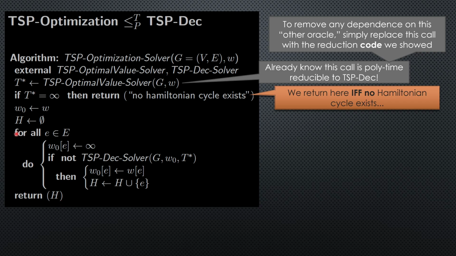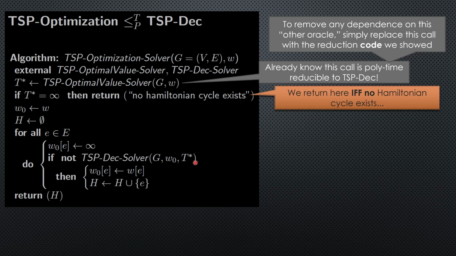Okay, so how does this work? Well, for every edge, we're going to try setting the weight of that edge to infinity, which is effectively deleting the edge from the graph, right? And then we're going to call the TSP decision solver on the graph with this modified weight function, where edge E has been deleted. We're going to give it the optimal total weight for a Hamiltonian cycle to try to match or beat. And if it can't match or beat T star, the optimal weight of a Hamiltonian cycle, then that means by deleting edge E, we removed all optimal Hamiltonian cycles of this weight.